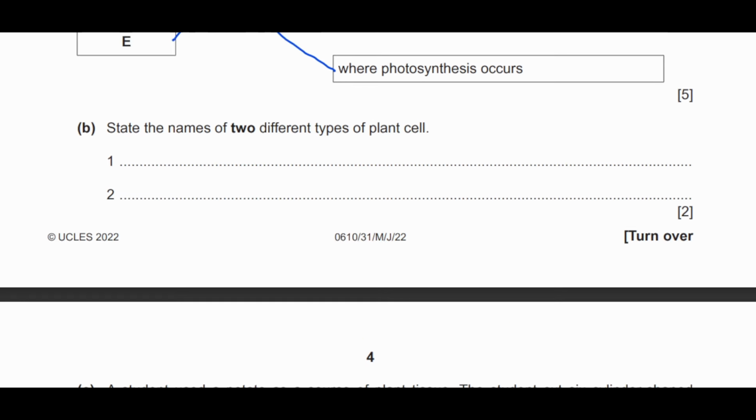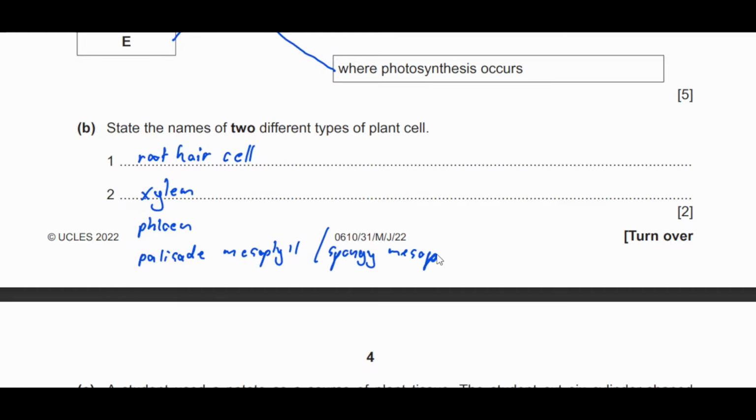Now question B. State the names of two different types of plant cell. Okay, this should be quite easy because you can write any kind of plant cell. So for example, you can write root hair cell, right, in the roots, or you can even write xylem or phloem or palisade, mesophyll, or even spongy mesophyll. So any plant cell will work. Any cell that you can find in a plant will work.